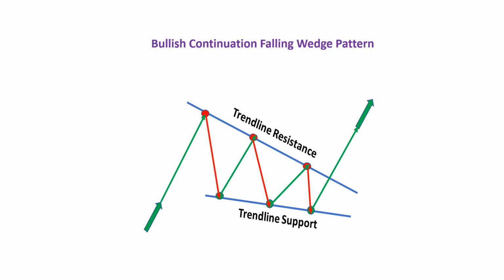Bullish continuation falling wedge pattern. The bullish continuation falling wedge pattern typically forms within an uptrend. It typically looks like this. It consists of converging trend lines slanting downward, where the upper trend line is steeper than the lower one. The price oscillates between these two lines, forming a narrowing wedge shape. Volume tends to decrease as the pattern progresses, indicating a decrease in selling pressure.